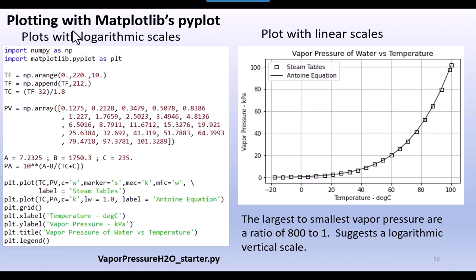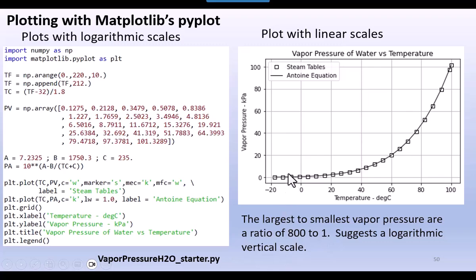And you can see that's a very nice plot, and it shows that the Antoine equation does a pretty good job of representing the actual steam table data. It's not perfect, but it's pretty good. And the only other problem that we've got here is that the ratio of this vapor pressure, 101, to this one is about 800 to 1.